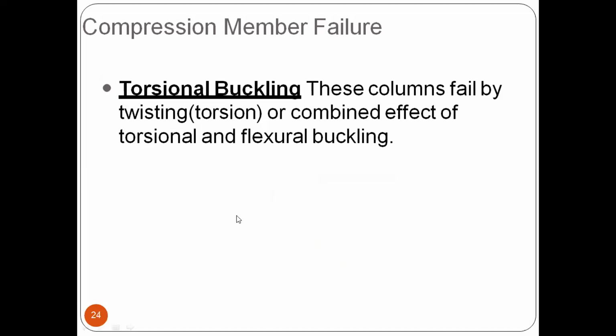And the next one is torsional buckling, where the column fails by twisting, or by the combined effect of torsional and flexural buckling. So that is how torsional buckling takes place.